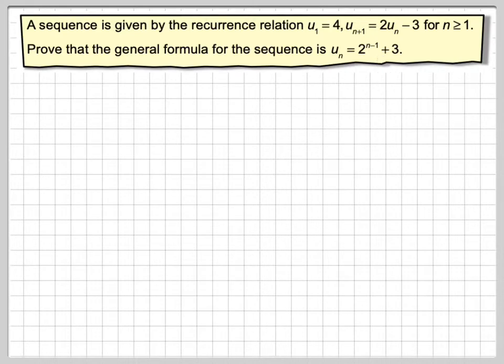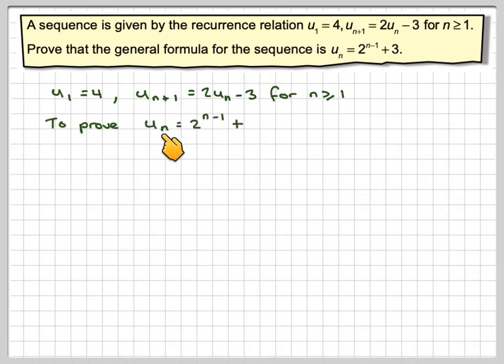Is this true? Again, it's proved by induction, so you do actually need to know the result before you can actually prove it. So we've got u1 is 4, u_(n+1) is equal to 2u_n minus 3 for n greater or equal to 1. So we've got to prove that u_n is equal to 2^(n-1) plus 3.